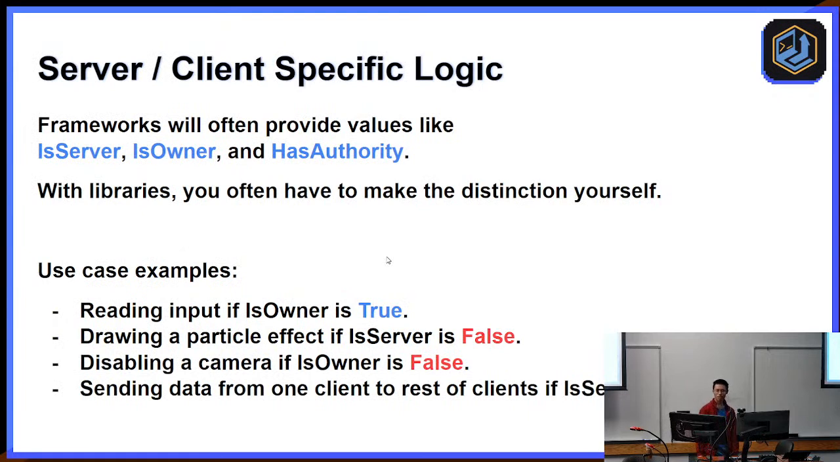Okay. So server client specific logic. Frameworks will often provide values like is server, is owner, and has authority. But with libraries, you usually have to make a distinction yourself. Some use cases: if you're reading input, you only want to do it when is owner is true. If you want to draw a particle effect, you only draw it if is server is false. You want to disable a camera if is owner is false, so you don't see the cameras of other players. You send data from one client to the rest of the clients only if is server is true, because the server sometimes acts as a relay.